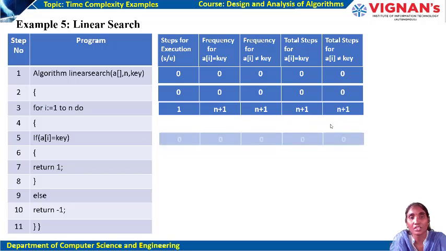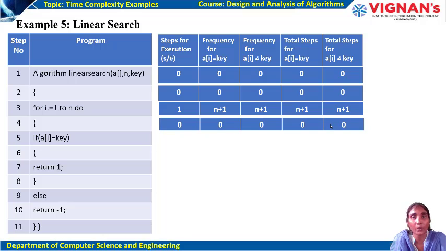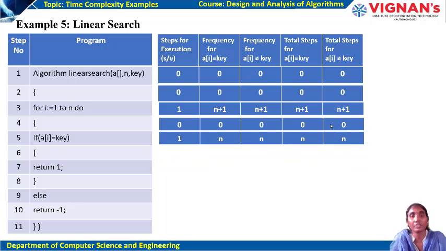Next open brace means 0. Next, if A of i is equal to key. Now our condition comes into the picture. S by E is 1, steps is 1. Frequency for A of i is equal to key: this condition will be checked how many number of times? n times. So this will be n. Now frequency for A of i is not equal to key, that also is n times. Total number of steps is n.